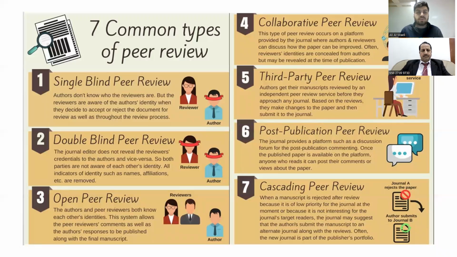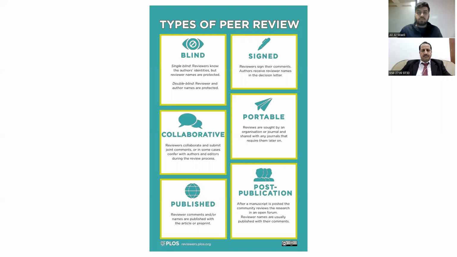These are the different types of peer review that exist. I've talked about single blind and double blind. There is open peer review where everyone gets to know the peer reviewers, and there's even post-publication peer review where you could review an article even after it was published.